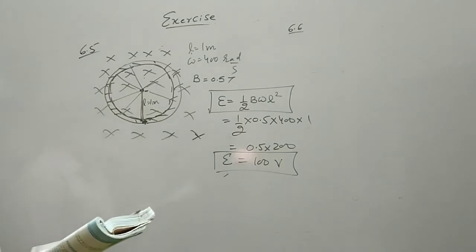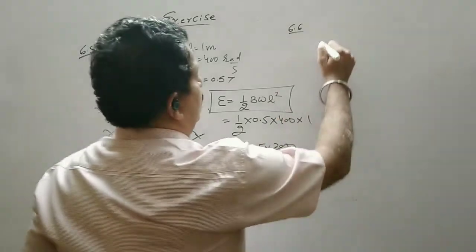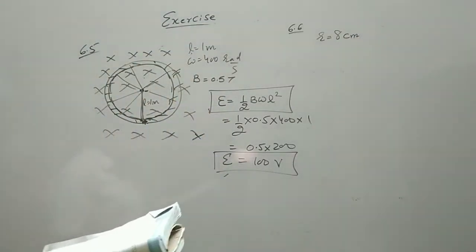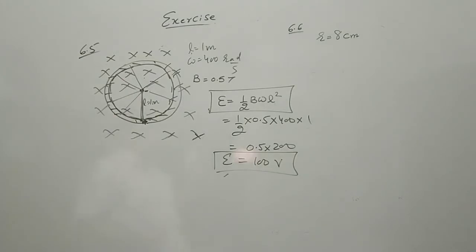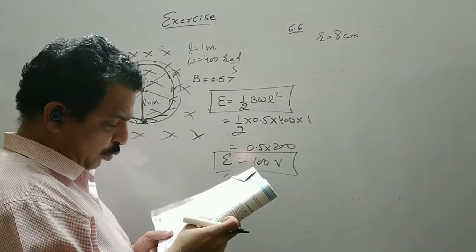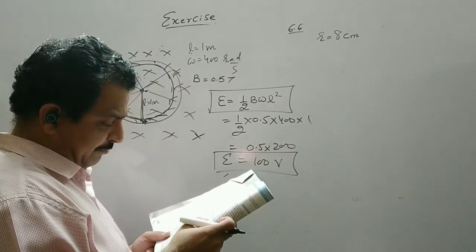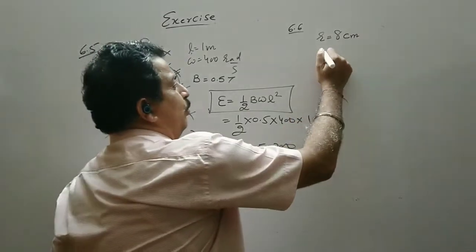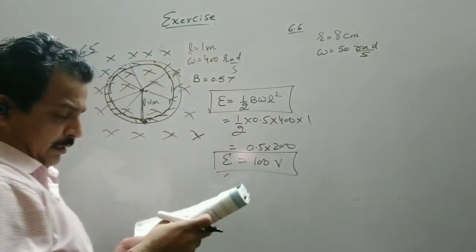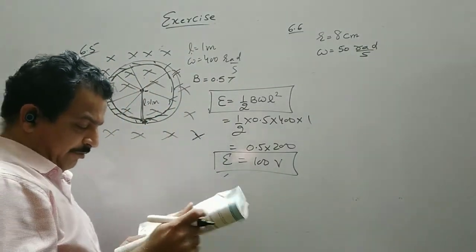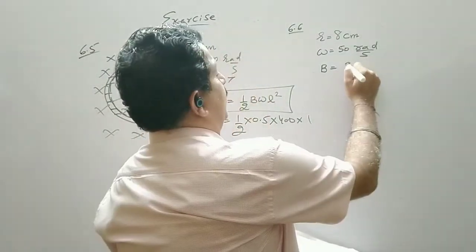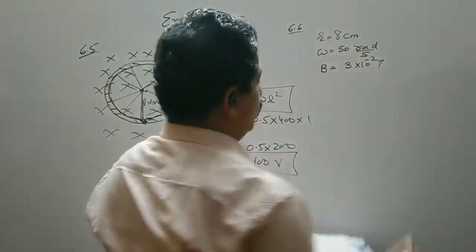A circular coil of radius 8 centimeter. So we have a circular coil of 8 centimeter and 20 turns is rotated about a vertical diameter with an angular speed of 50 radians per second. Again, omega is given, 50 radian per second, in a uniform horizontal magnetic field of, again B is given, 3 into 10 raised to minus 2 Tesla.